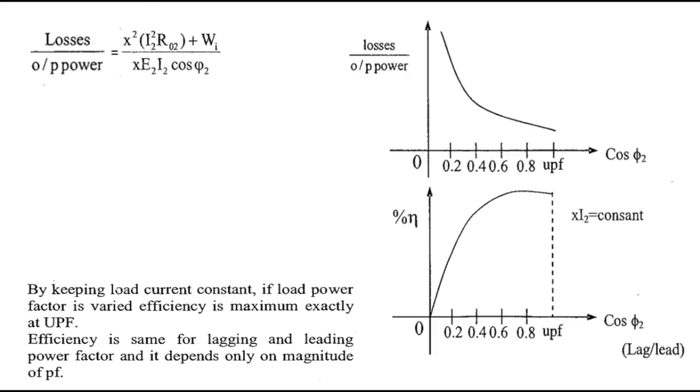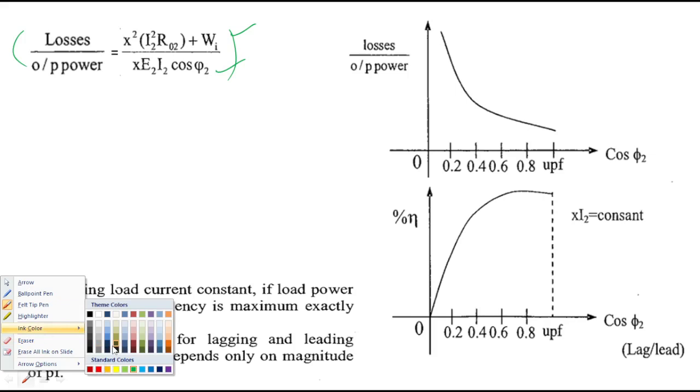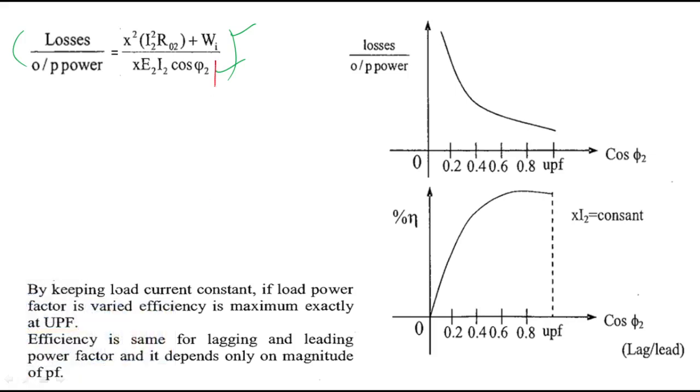So we all know this is the relation between losses to output power. This is the graph of losses versus output power and cos phi 2. Previously, as cos phi 2 decreases, losses to output power increases gradually.